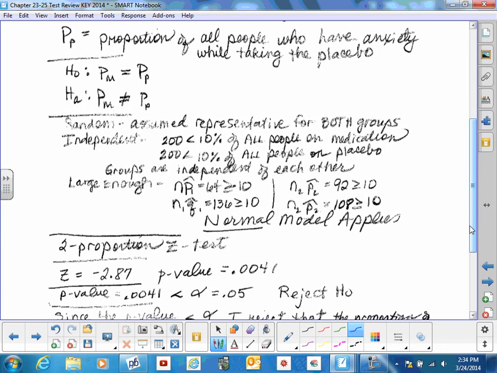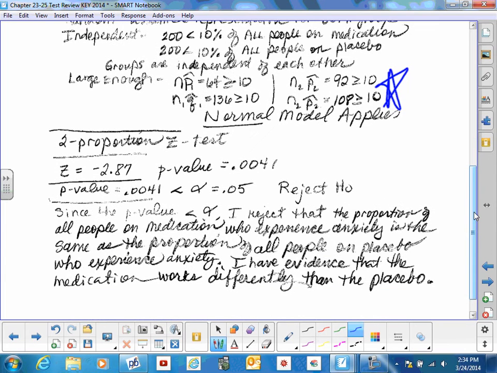So it looked like this. Keep in mind that your large enough conditions are the greater than or equal to 10s for proportions. It is a 2 sample z-test, so the exact normal model applies, and then I was able to do this in my calculator. Do I have degrees of freedom for proportions? No. No degrees of freedom because it's the exact curve.